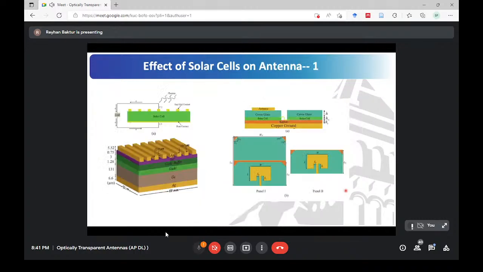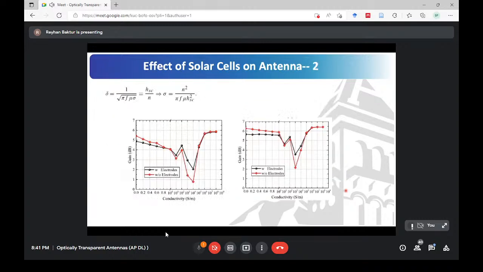And of course, we also have to study, when you put an antenna on a solar cell, how much antenna gain loss you will be expecting due to the solar cells. So here are some results. As you can see, I put the skin depth equation again, okay? The reason I put the skin depth equation here is the solar cell layer. That's a semiconductor layer.